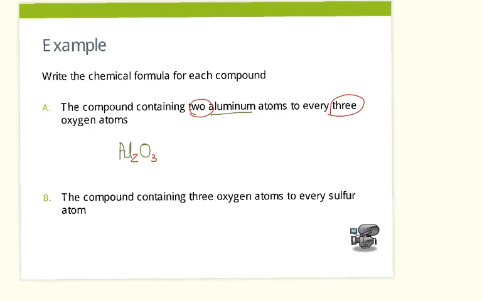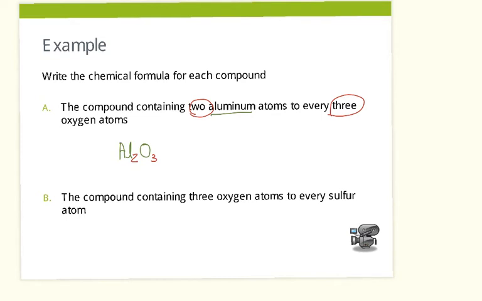Now let us do an example, example B. The compound containing 3 oxygen atoms to every sulfur atom. Well, you say, okay, those are both non-metals, so how do I go about doing this problem? We've learned that we go metal, non-metal, left to right. Now let's look at oxygen and sulfur, where they're located on our periodic table. We see that they're both in group 6A.